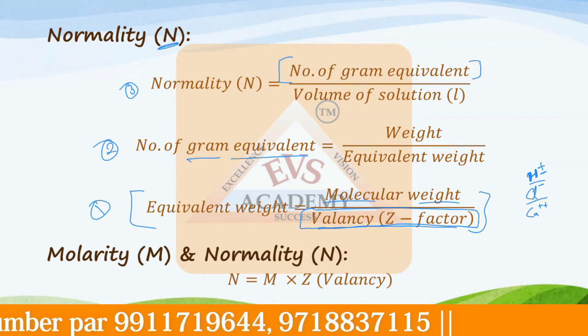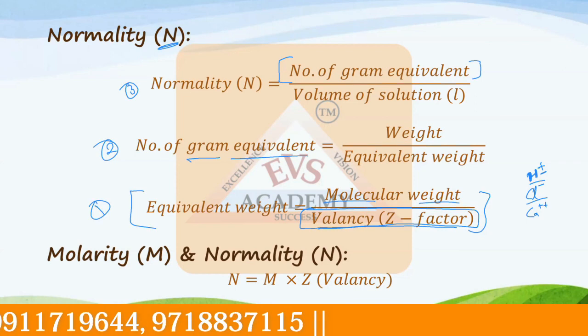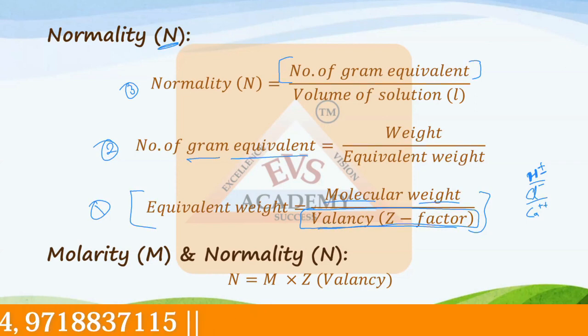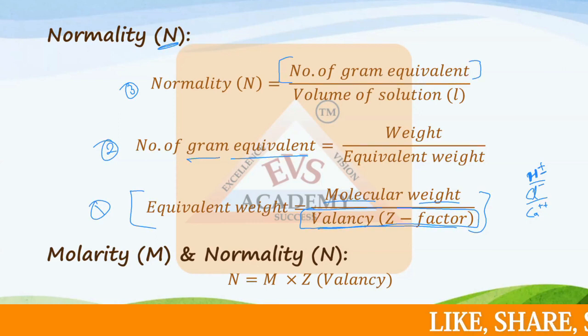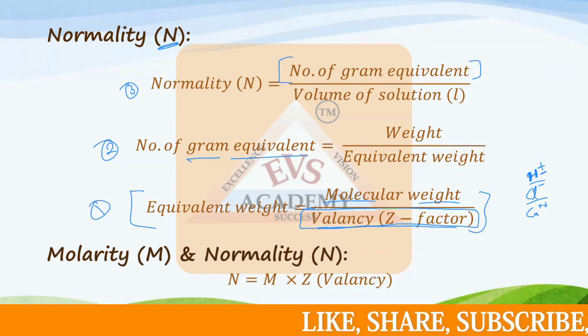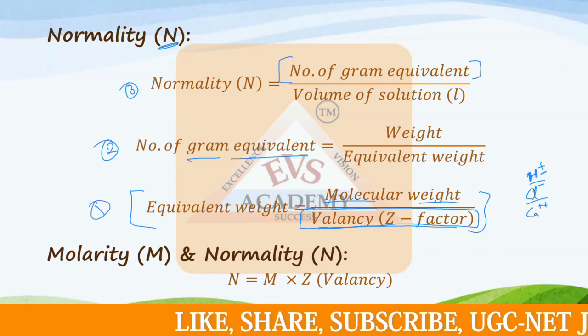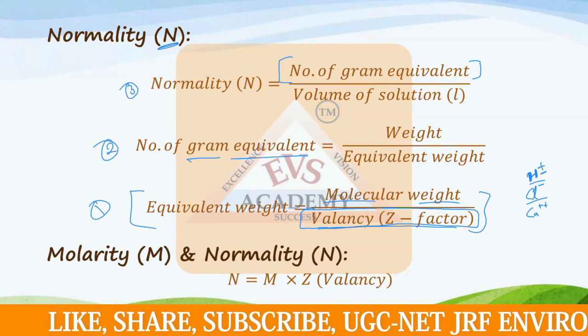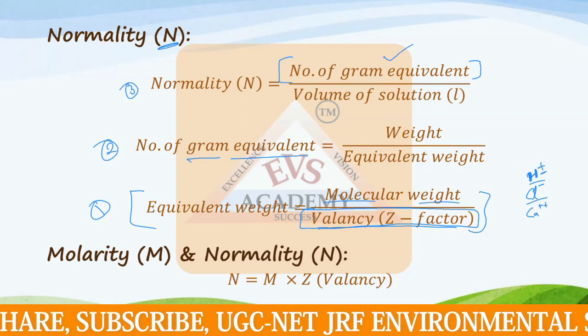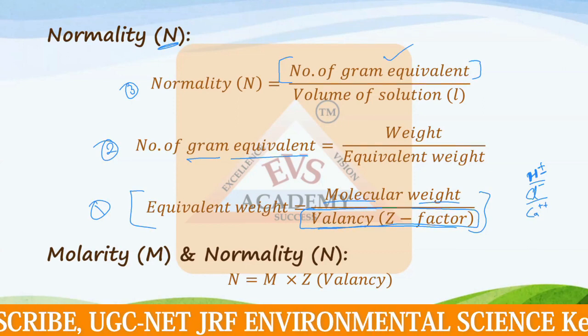This is what differentiates normality from molarity. Remember that if the valency factor, Z factor, has value 1, this is equal to the molecular weight, and then the number of gram equivalent would also be the same as the molecular weight. So in place of the number of gram equivalent, you can put the molecular weight. So now that is the formula of molarity.